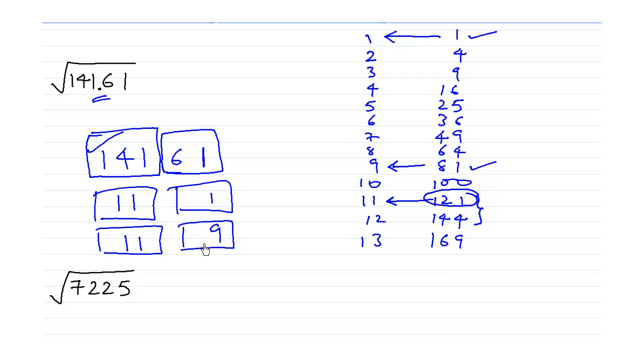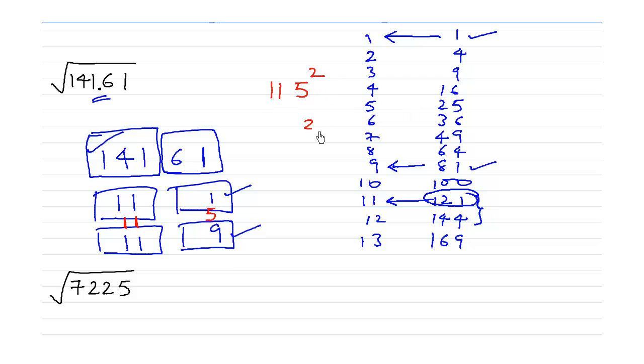Now, how can we confirm whether it is 111 or 119? The first method is to multiply 111 in the corner. If that's not giving us 141.61, then the answer is 119. The other way is, we know that 115 comes exactly in between 111 and 119, and we also know how to find the square of 115.